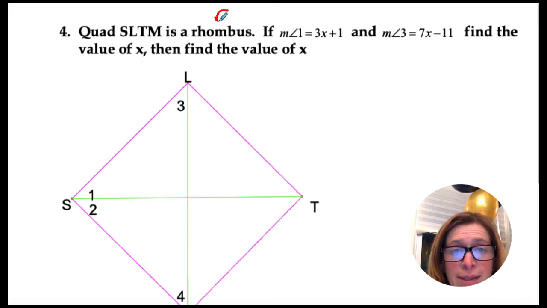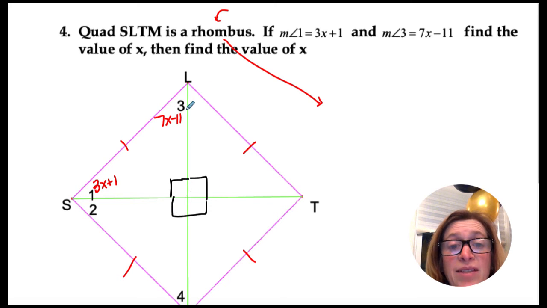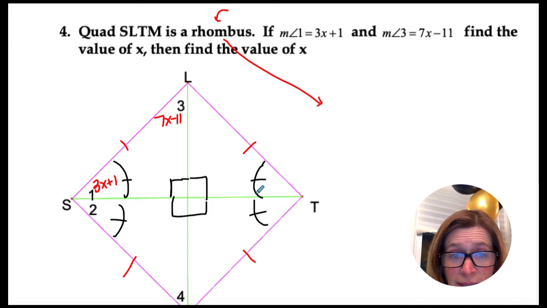Quadrilateral is a rhombus. Measure of angle 1 is 3x plus 1. Measure of angle 3 is 7x minus 11. We've got to know a rhombus has a couple things. It has 4 congruent sides. The diagonals are perpendicular, so they meet at right angles. And the diagonals also bisect the vertex angles. So this is equal to this, is equal to this, is equal to this.